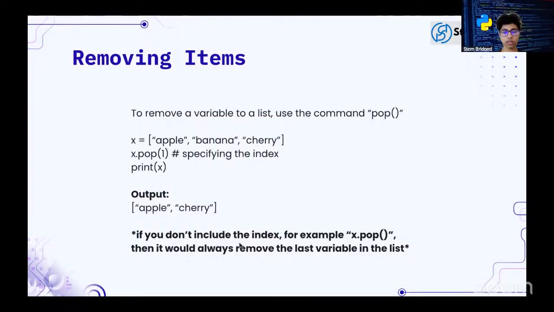If you don't include the index, for example, if you just do x dot pop, then it will always remove the last variable in the list. So suppose you didn't have the 1 over here, then when you print it, you will get apple and banana. It would remove cherry from the list because that's the last element.